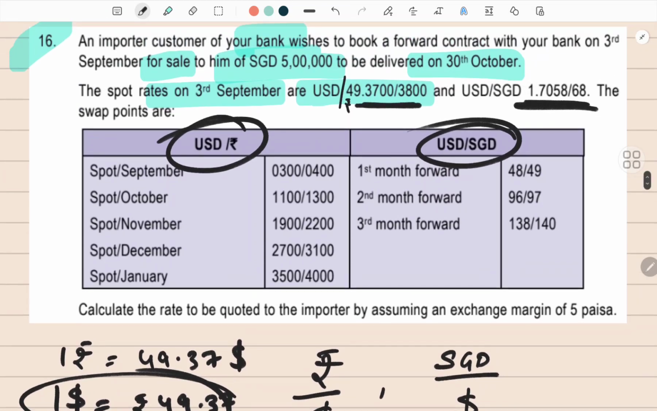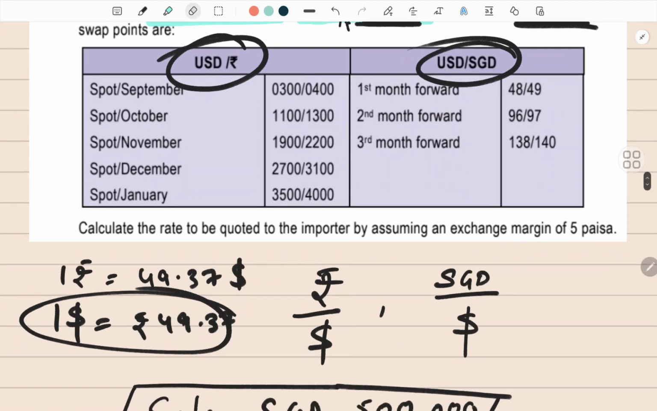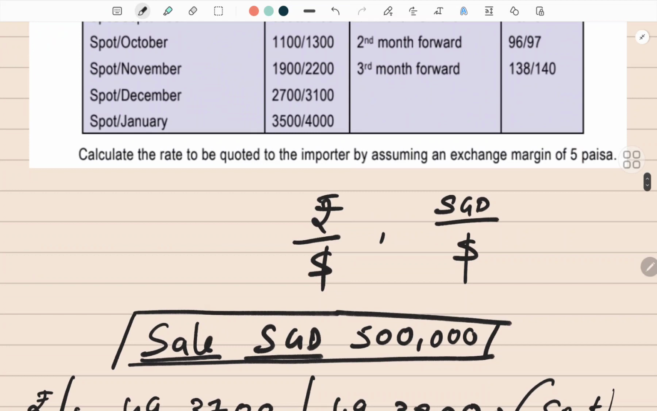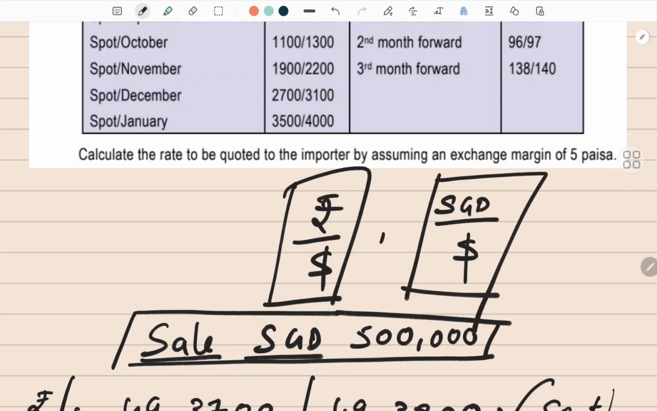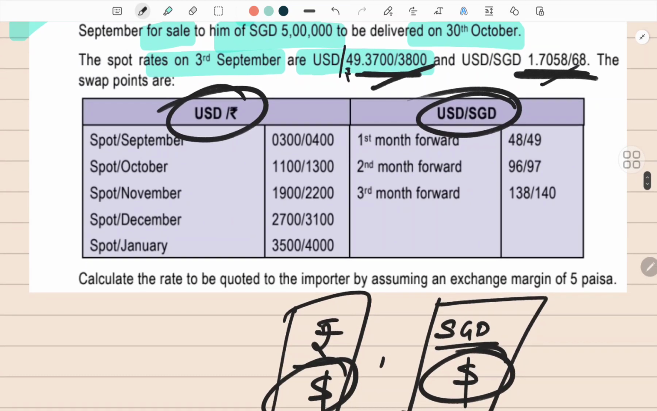So if one quote is this way, the other will also be that way, and dollar is also a stronger currency compared to the Singaporean dollar. So what I basically wanted to say was, both these quotes are to be written as rupee by dollar quote and not USD by rupee, and the other is STD by dollar quote. If you see, both these quotes are direct dollar quotes that are given to you. Okay, now the swap points are given to you.